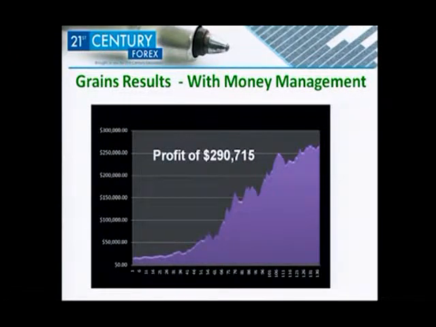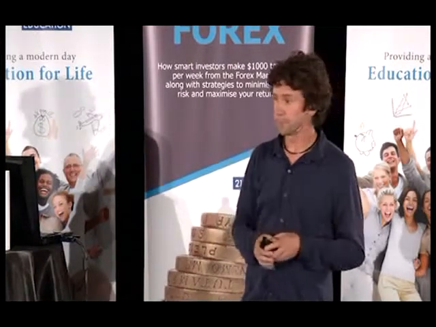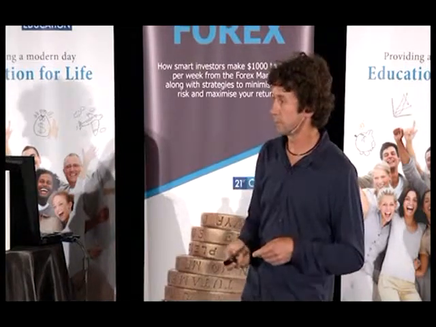The grain trading system has made a profit of over 300,000 now in 3 years, since the start of 2007. These are just some of the results. But again, that's using money management. So it starts off trading one contract, and then as you make profit, you add contracts to it. So as you make profit, you trade more, so you get some exponential growth out of it.